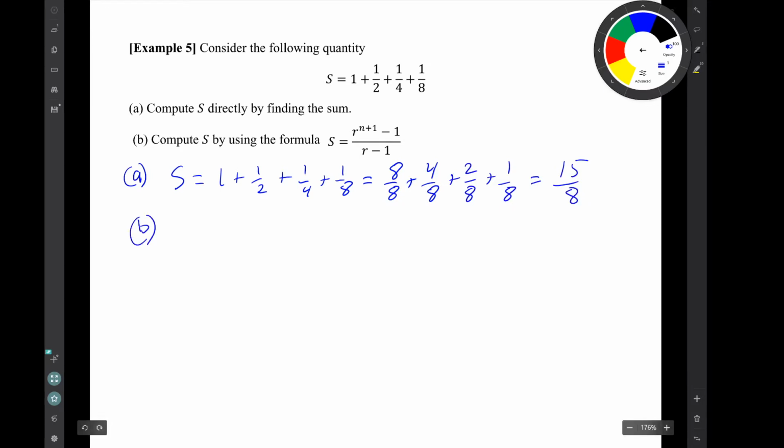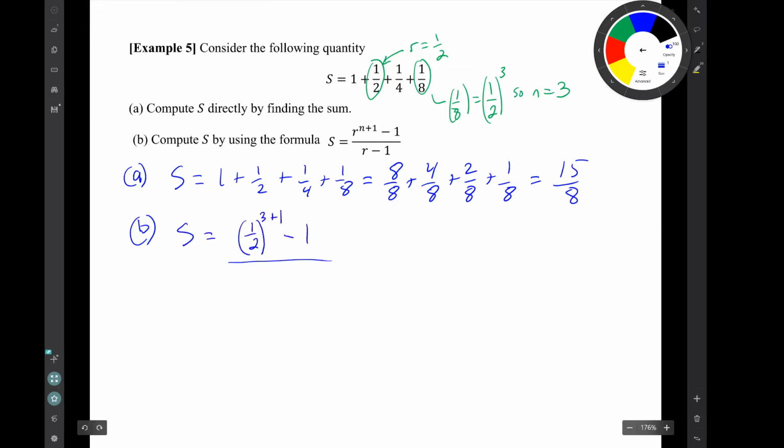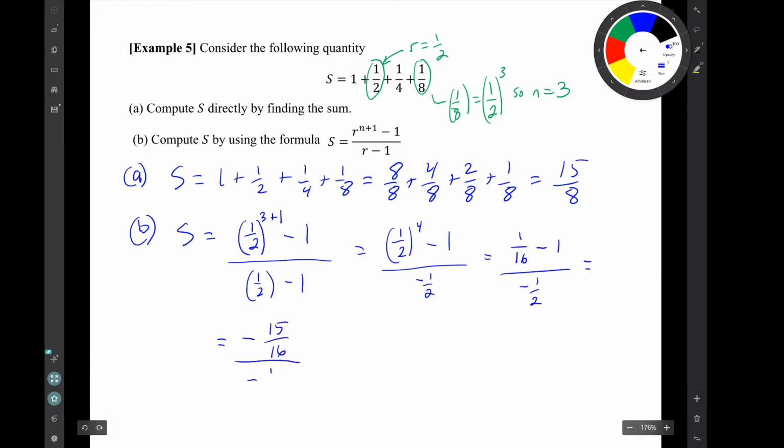To compute the value of S using the formula, we have to figure out what r is and what n is. Well, r is sitting in its usual spot, and n we figure out by scrutinizing the last term. We figured out that r is 1/2 and n equals 3, so now we can use those to compute S. So we just do standard arithmetic and we get the same answer, that S equals 15 over 8.